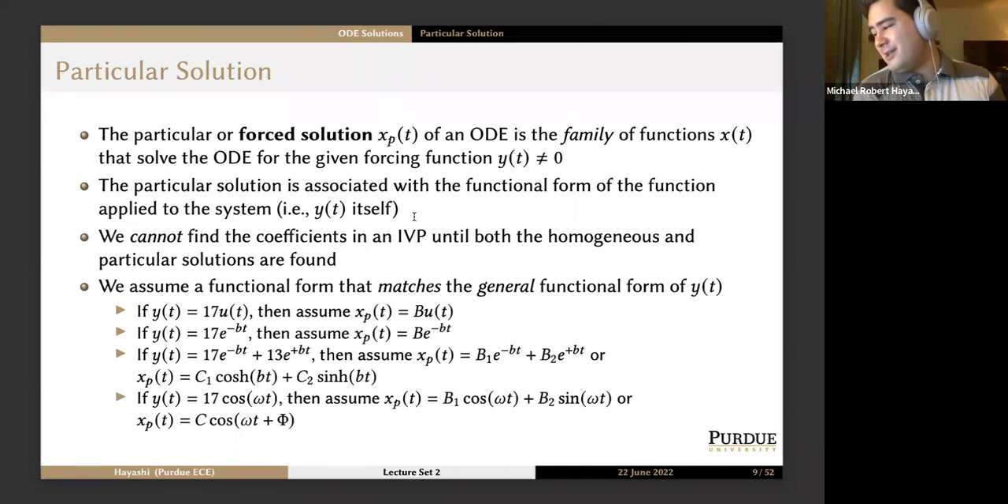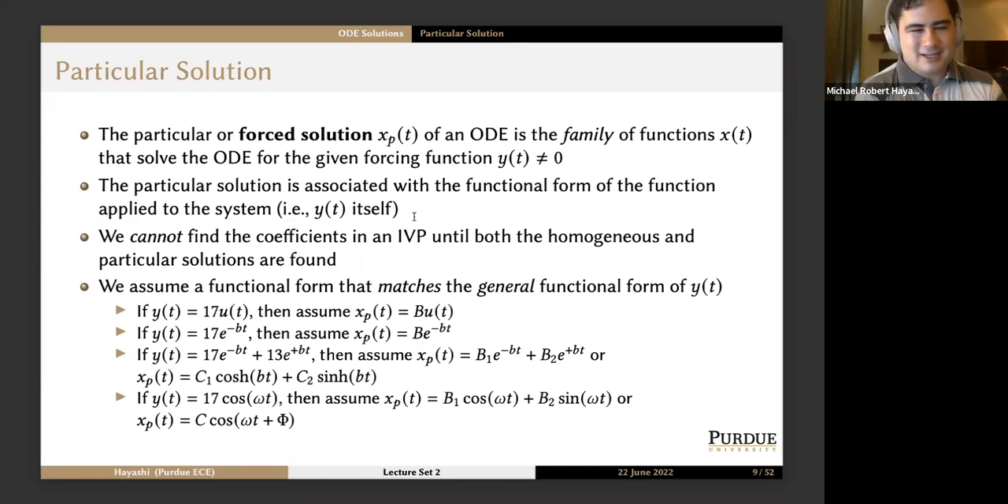So I'm giving you a cheat sheet right here, where we assume a functional form that matches the general functional form of y of t. So the problem is always, what does it mean to match a general functional form to an input? So I've kind of explained it here.